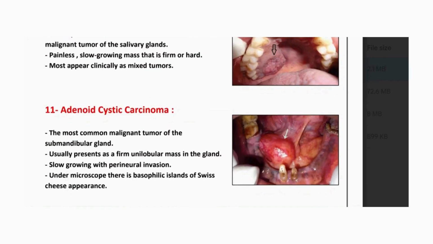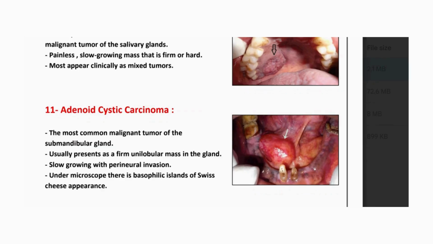One is adenoid cystic carcinoma. It is the most common malignant tumor of the submandibular gland. Again, the direct question: which is the most common malignant tumor of the submandibular gland? It is adenoid cystic carcinoma. You can have a look at the picture. This is the frenum of the tongue, and this is the floor of the mouth with a massive swelling there.